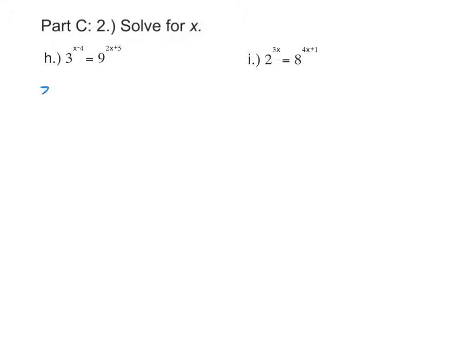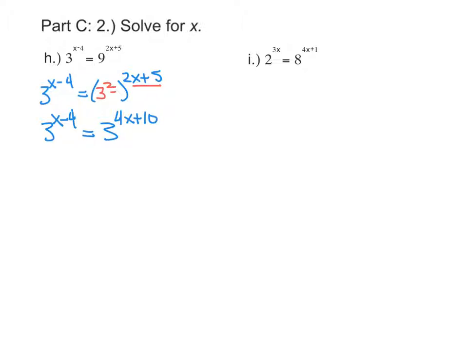So I can leave the left side the same, 3 to the x minus 4. But the thing is, when I write the right side, it'll still have the power of 2x plus 5. I just want to look at that 9 as being 3 squared. So on this right side, I have a power raised to a power. That means I have to multiply those two together. The left side will stay the same, 3 to the x minus 4. But on the right side, the base is now 3, but my power, when I multiply those two together, will be 4x plus 10.